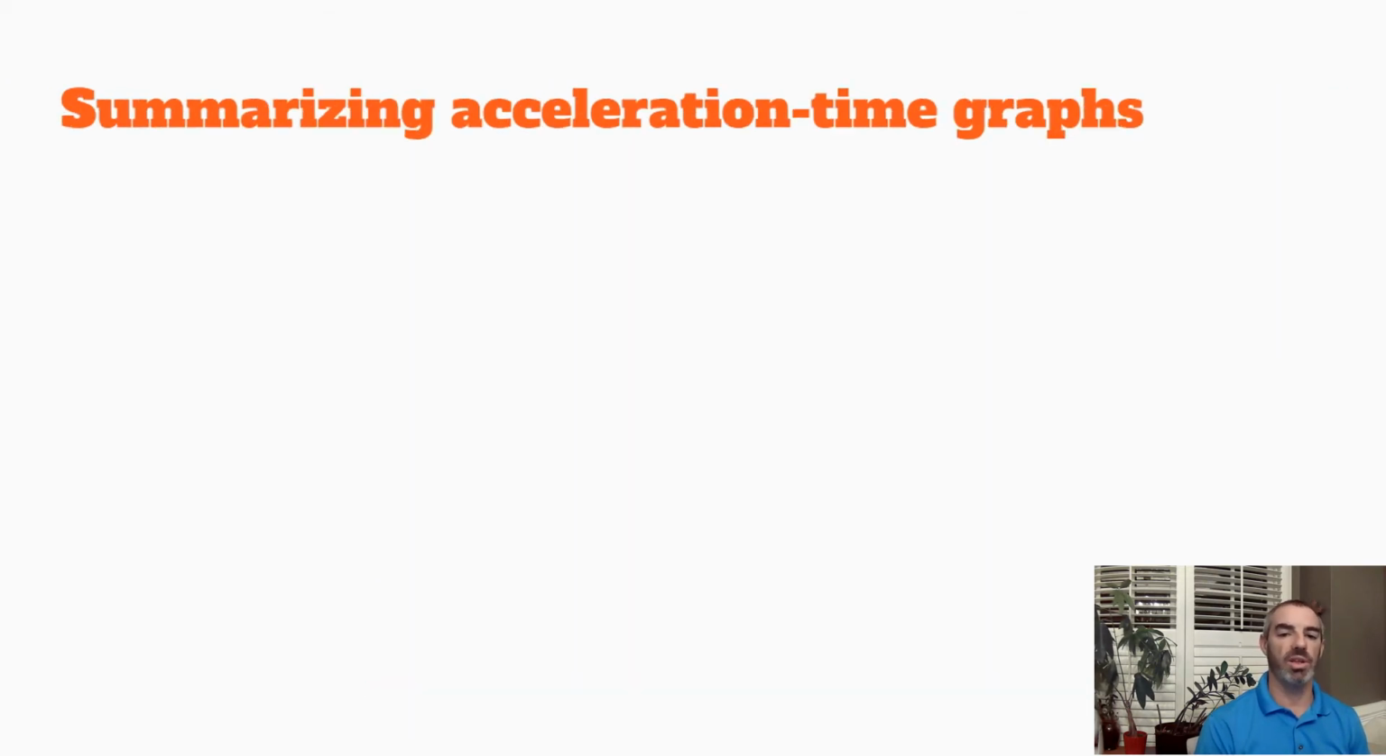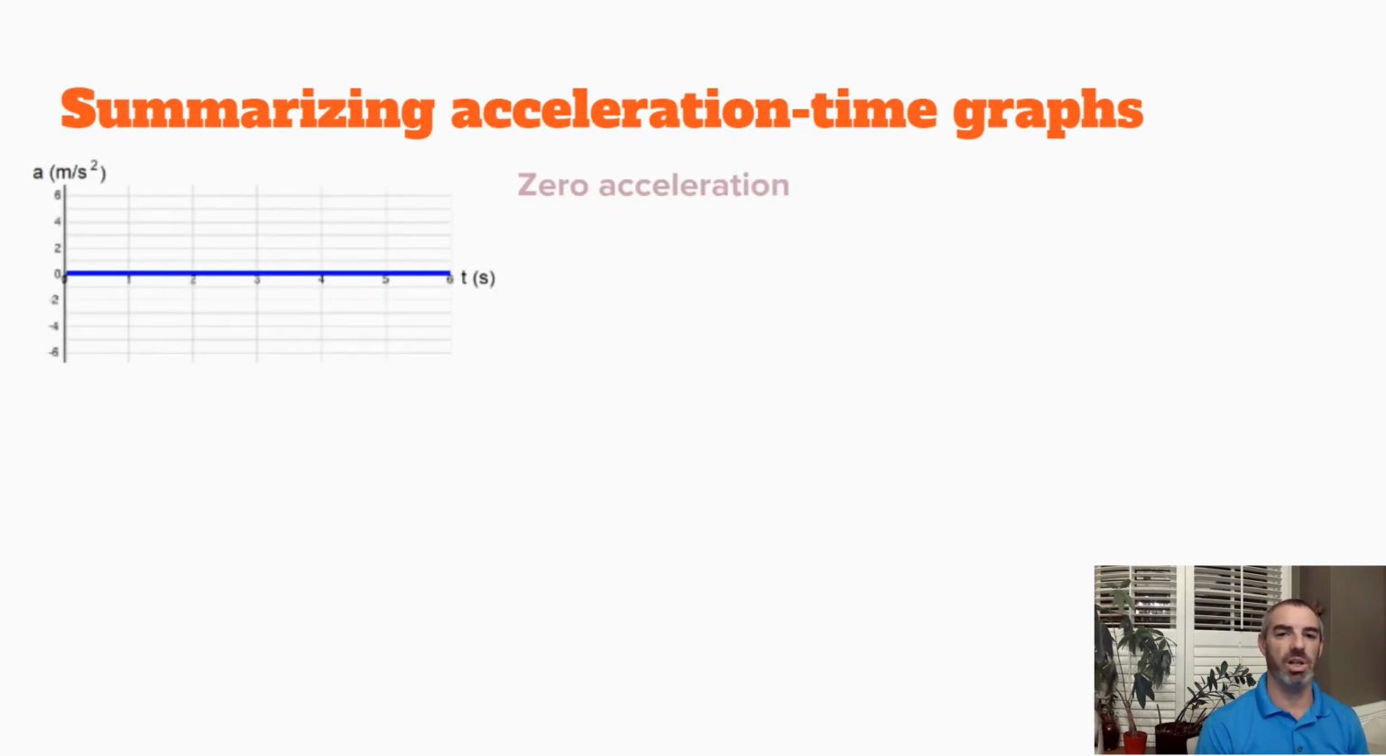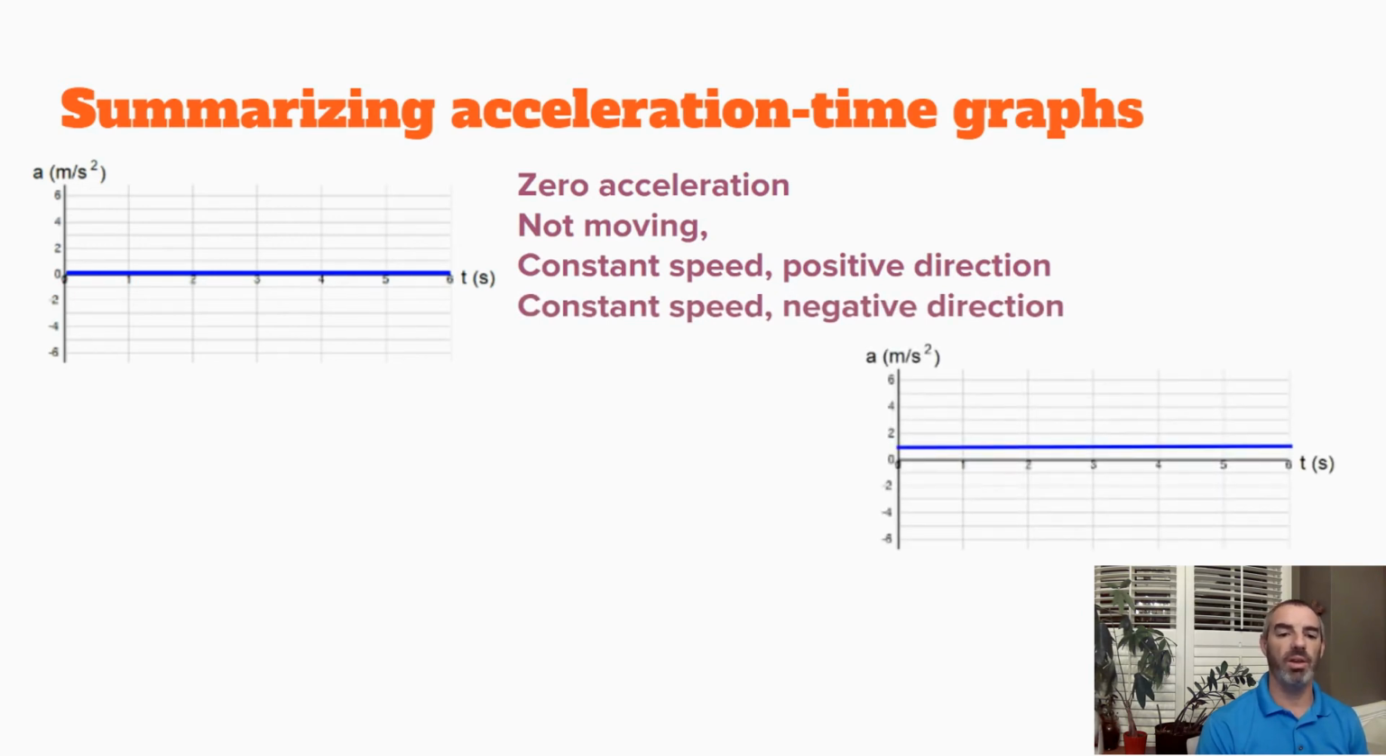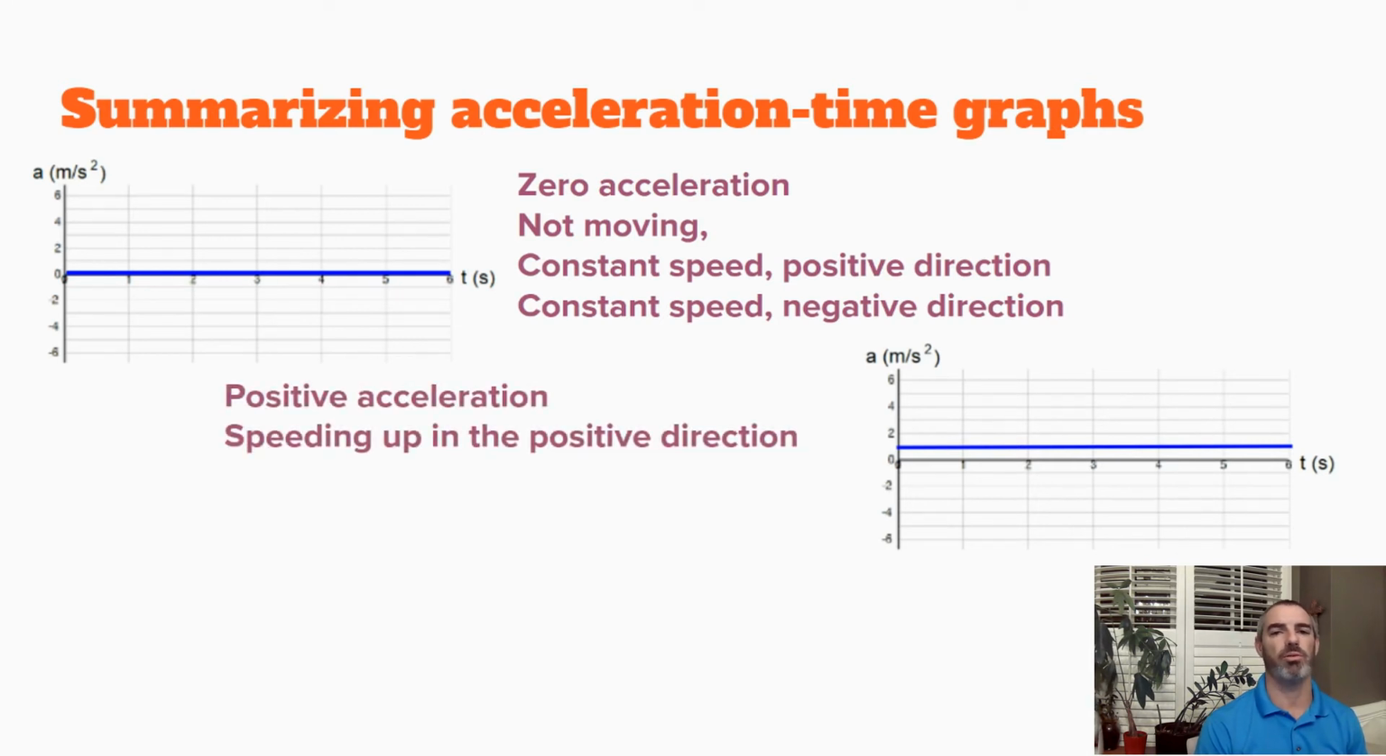So let's summarize the acceleration time graphs. So here we have a zero acceleration, and zero acceleration meant three types of motion that we've discussed: not moving, a constant speed in the positive direction, and a constant speed in the negative direction. And we have a positive acceleration, which represented two types of motion: speeding up in the positive direction and slowing down in the negative direction.